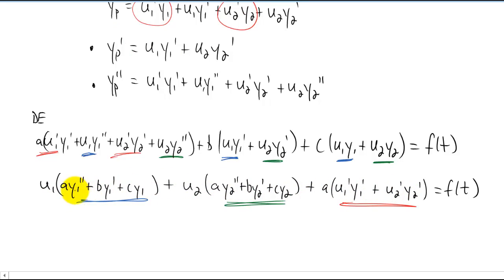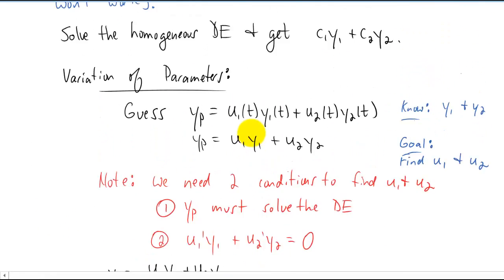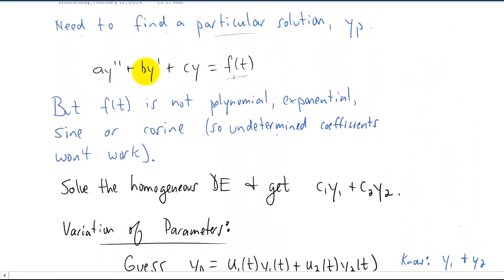And what's neat is we can make an argument about this big group here, the blue group, and this big group here, the green group. Let's look at this one right here. This is the left-hand side of the differential equation if you plug y1 into it. Now go back up, look at the differential equation that we had. Here it is right here.